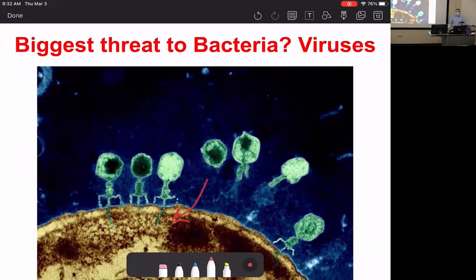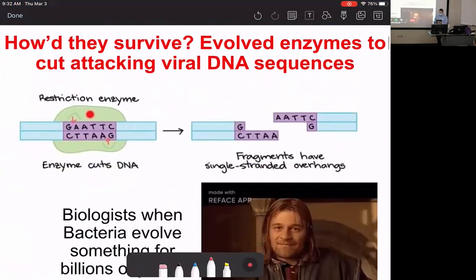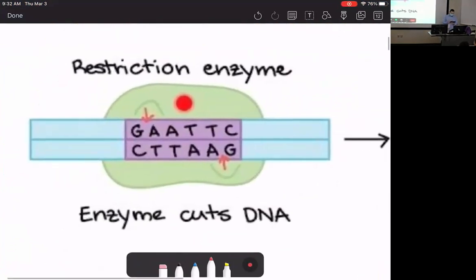Now, not every bacteria is dead. They obviously had some sort of defense against this. So I want you to meet that first defense. This is a restriction enzyme. This is something found in bacteria.